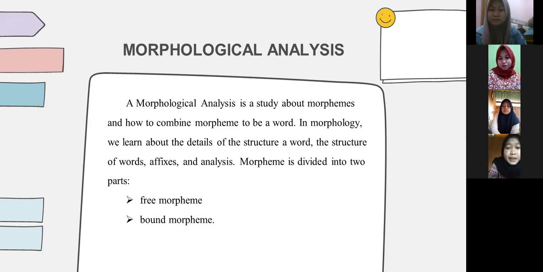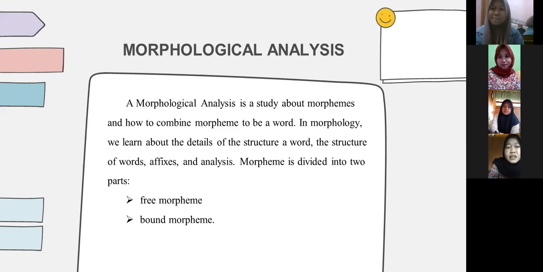Okay, thank you. Now I want to explain about morphological analysis. Morphological analysis is the study of morphemes and how to combine morphemes into a word. In morphology, we learn about the detail of the structure of words, affixes, and analysis, while understanding the small parts of words, the morphemes, and their own meanings.